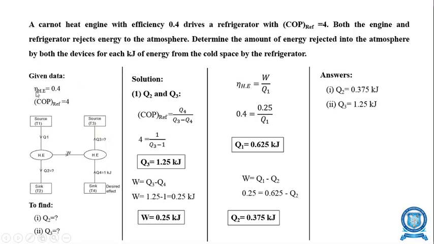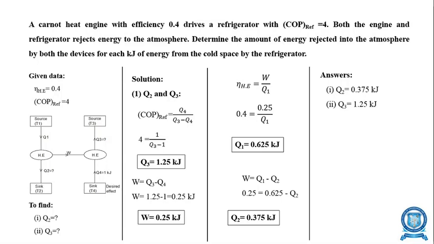Therefore, we have written the given data. Efficiency of heat engine is equal to 0.4 and COP of refrigeration is equal to 4. Both the engine and refrigerator reject energy to the atmosphere, here Q2, here Q3. Determine the amount of energy rejected into the atmosphere by both the devices. How much amount of energy is rejected by both the devices? This is what the question is.